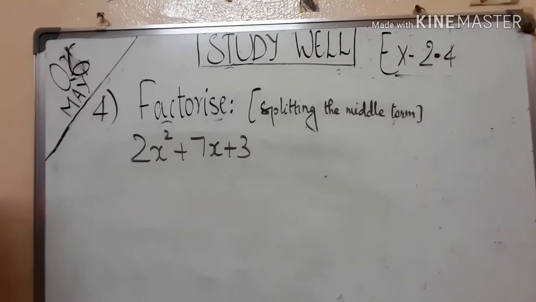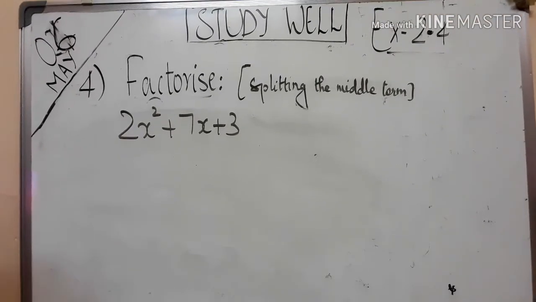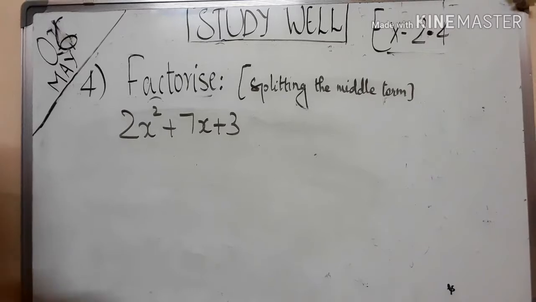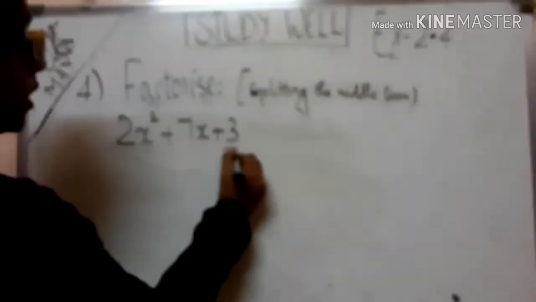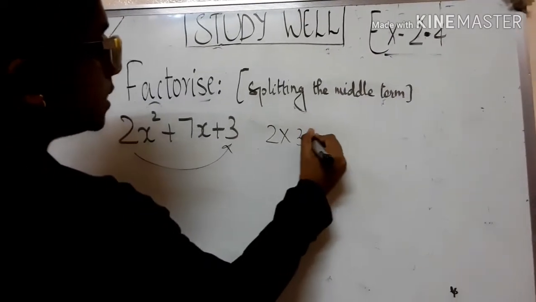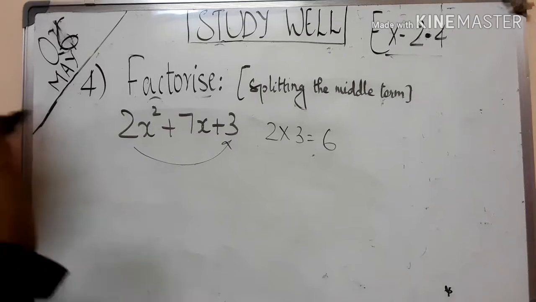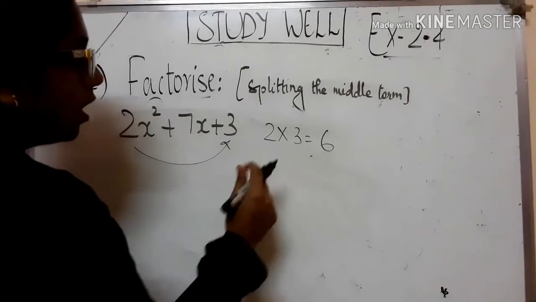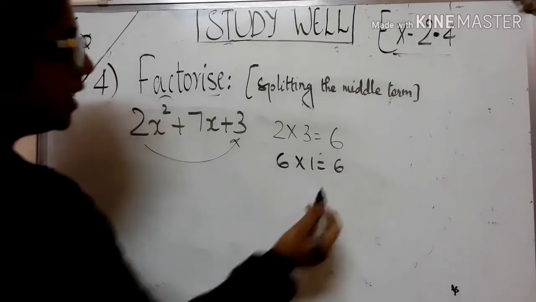This is our next question, friends. Here also the question is the same as the other one. So let's do the first step. The first step is to multiply the first digit and the last digit, and we get 2 into 3 is equal to 6. And which numbers multiply to give 6? 6 into 1 is also 6. 2 into 3 is also 6.